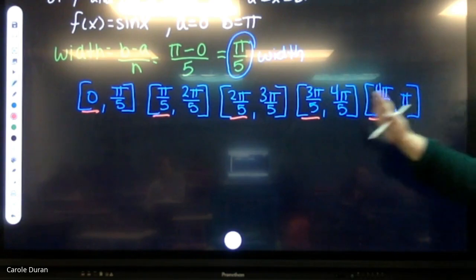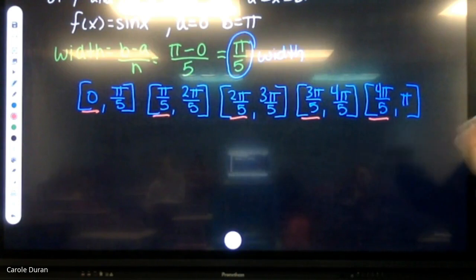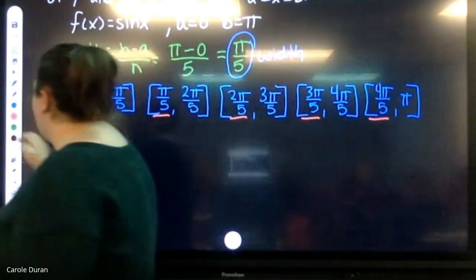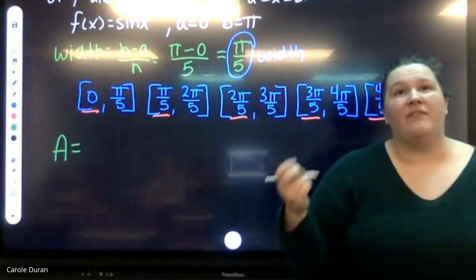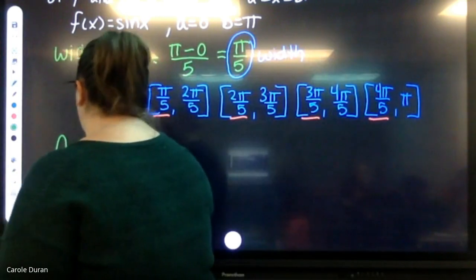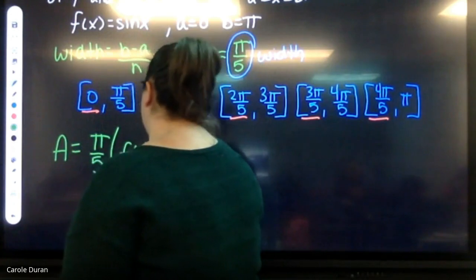So these are the values I'm going to be plugging into that sine of x function and adding together. So when I fill all of this into my area equation, I have area is equal to the width of each of my intervals, so that's pi over 5, times each of these plugged in to sine.